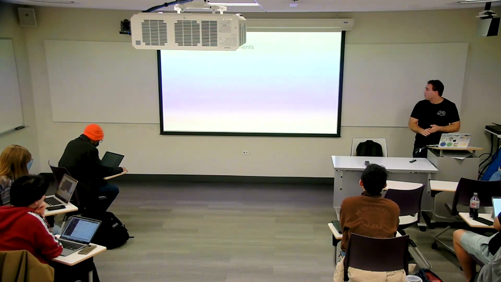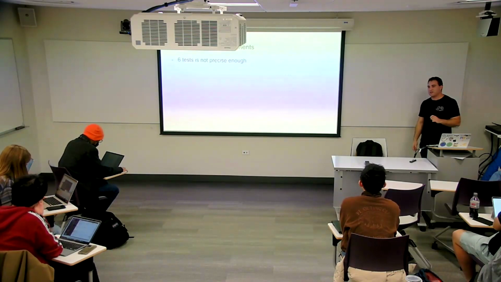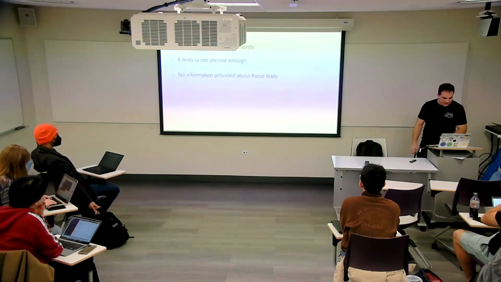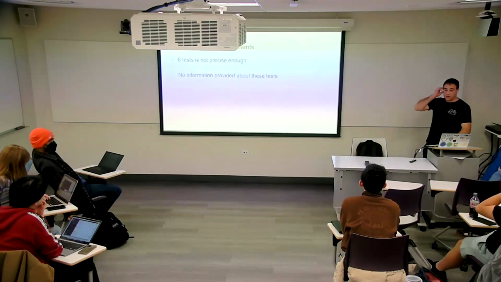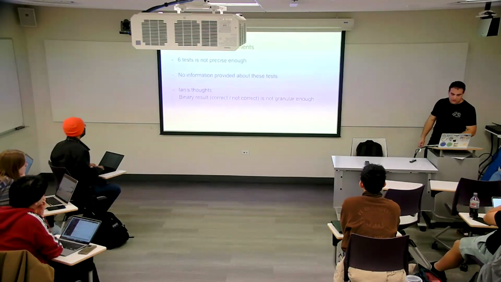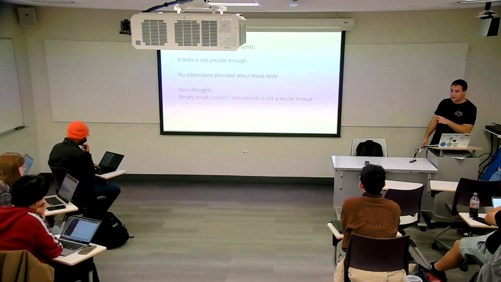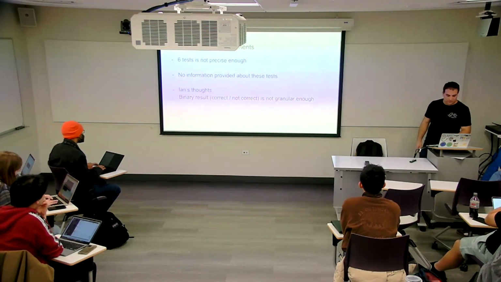All right, another problem. The measurements are poor. 6 tests is not precise enough. It's a big program. 6 tests is clearly not exhaustive. In fact, the Sobel paper includes no information about which tests were even performed. I'll add some personal thoughts. I think that a binary test is not really granular enough. I personally think that if you get 5 out of 6, that's important information. So that's another critique of their design.